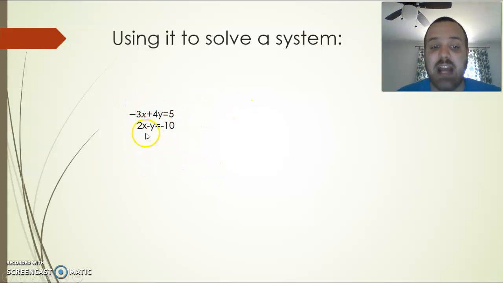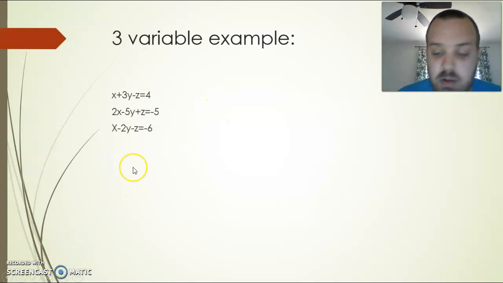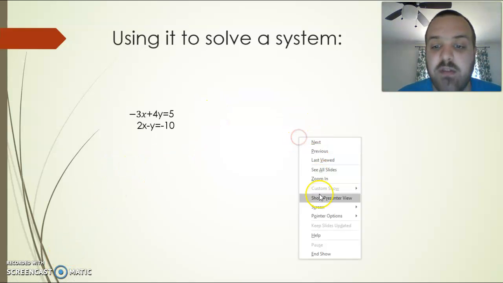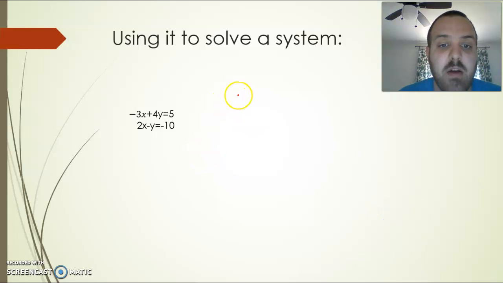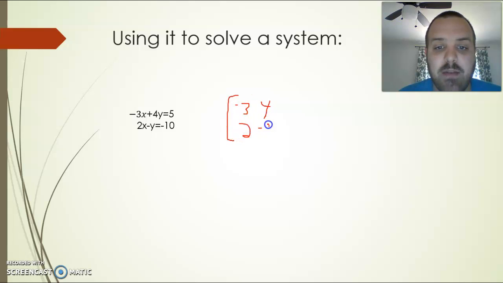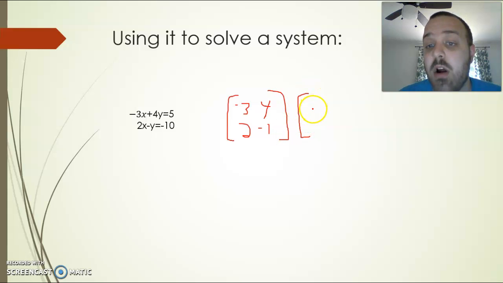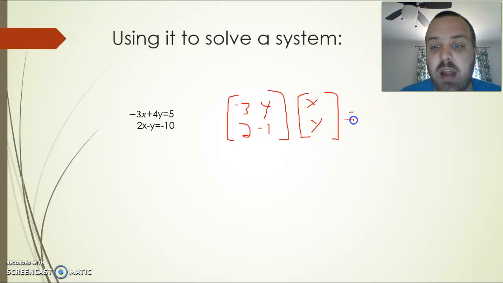And in fact, I can rewrite this system into a version that involves a matrix, so that I can use a matrix to solve it. What that would look like is something like this. We'd have -3, 4, 2, and -1. There's a matrix. We would have a matrix that would involve our variables, x and y, our variable matrix, and then that would equal our answer matrix over here, which would be 5 and -10.